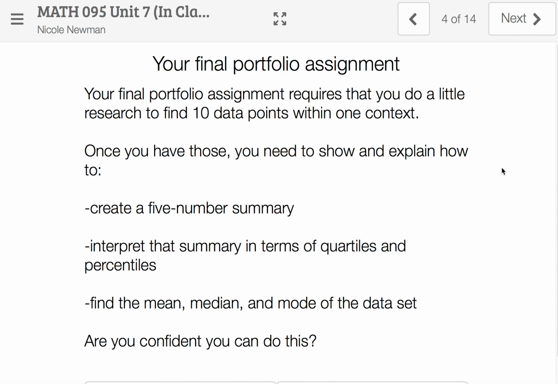Anyway, they take 10 of those data points, find a 5-number summary, and then be able to interpret the summary in terms of quartiles and percentiles. We're going to get to percentiles in just a second. We'll also need to be able to find the mean, median, and mode of the data set, and I'm just kind of wondering how you're feeling about doing this at this point. If you need help, let me know.